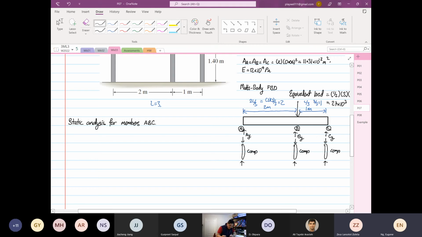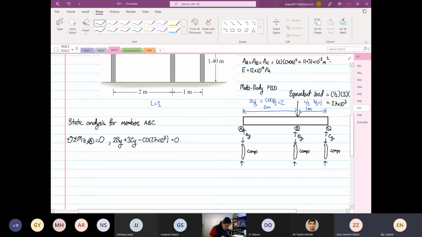Okay. So we are going to do summation of moment in the Z direction at point A. We're going to take moment about point A, the whole thing is equal to 0. So we have 2BY going anti-clockwise, plus 3CY is also going anti-clockwise. Then the equivalent load, the 27 times 10 to the power of 3, is going anti-clockwise, so minus 2 times 27 times 10 to the power 3. The whole thing will be equal to 0.